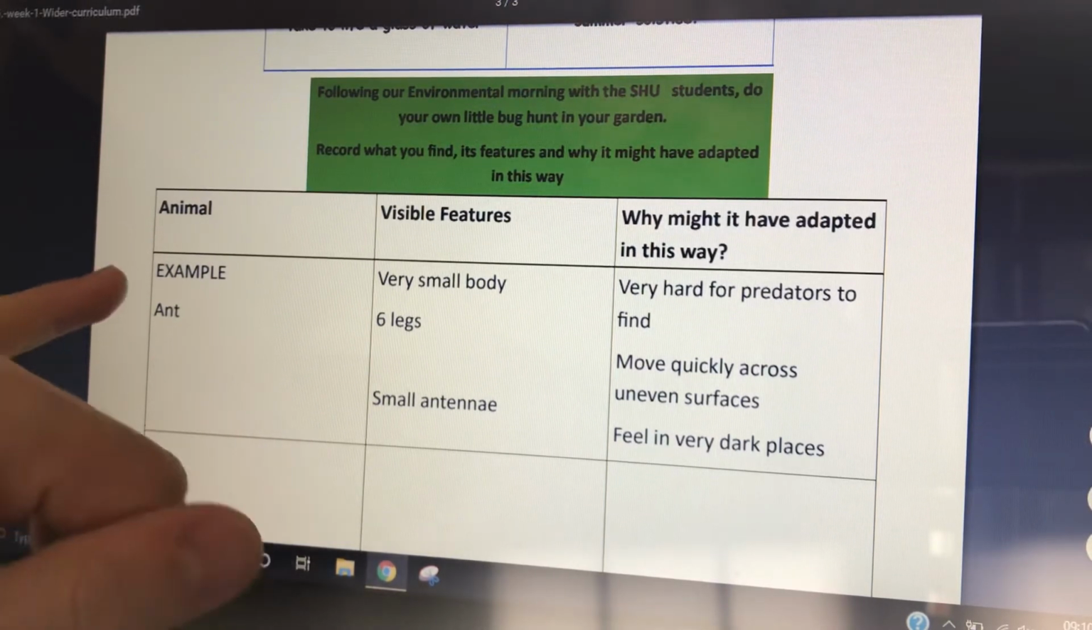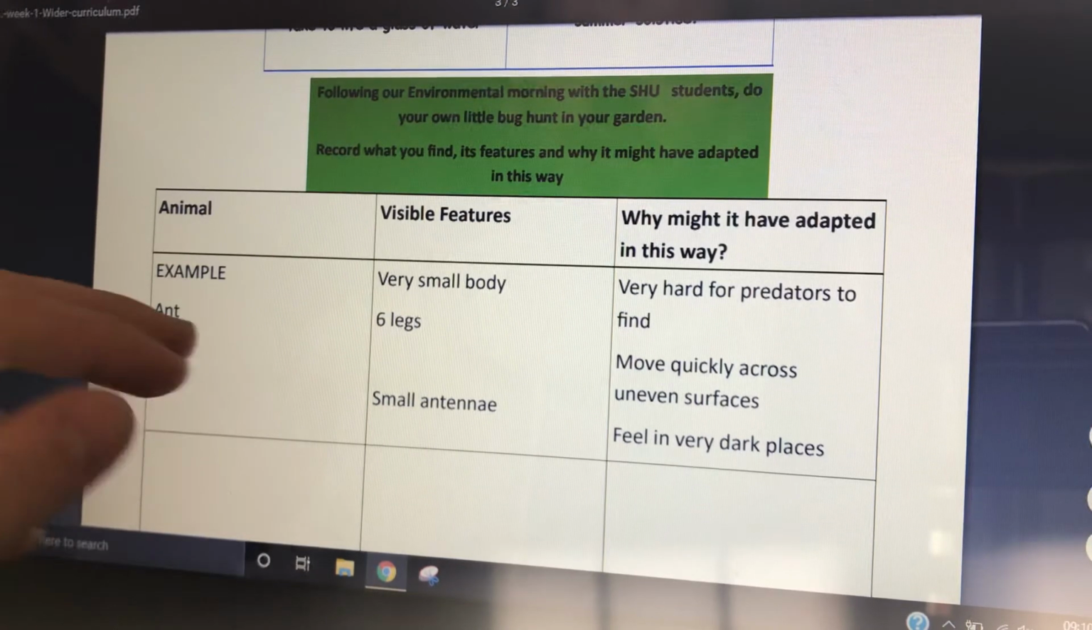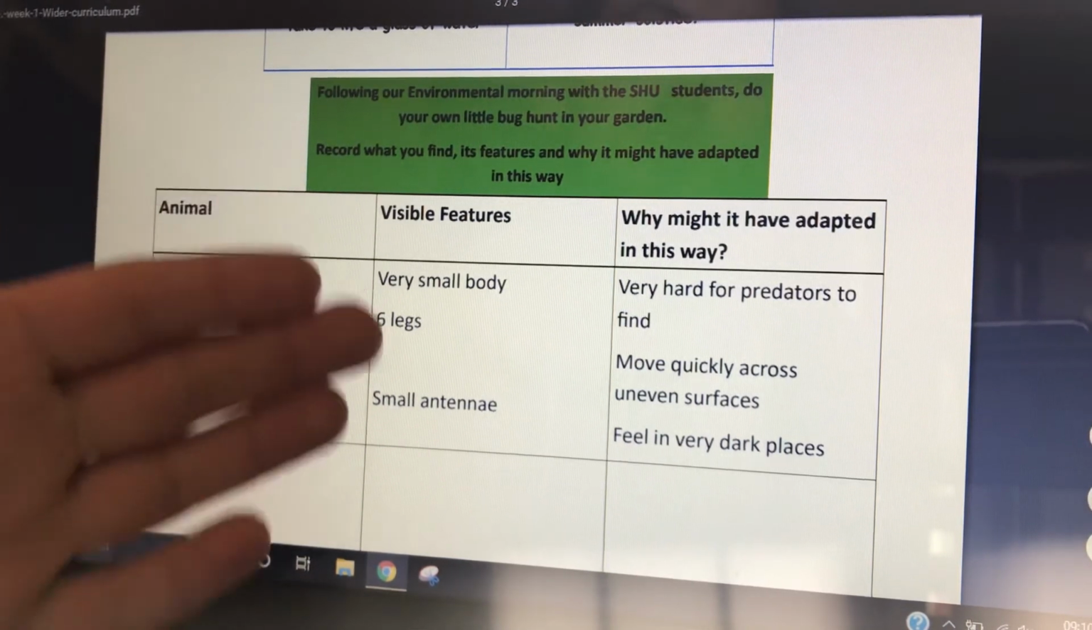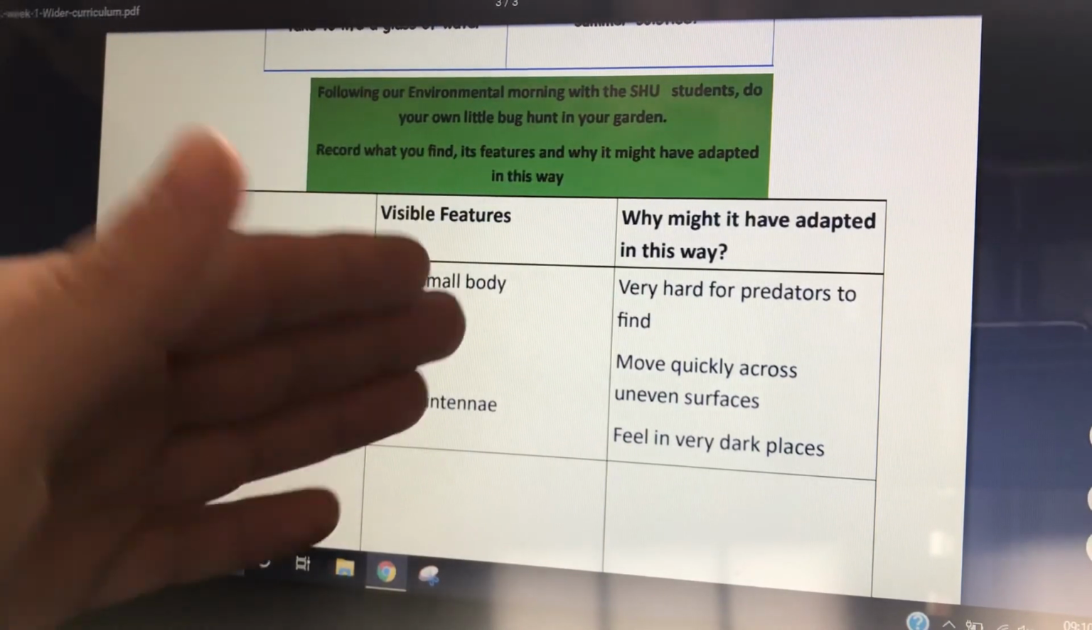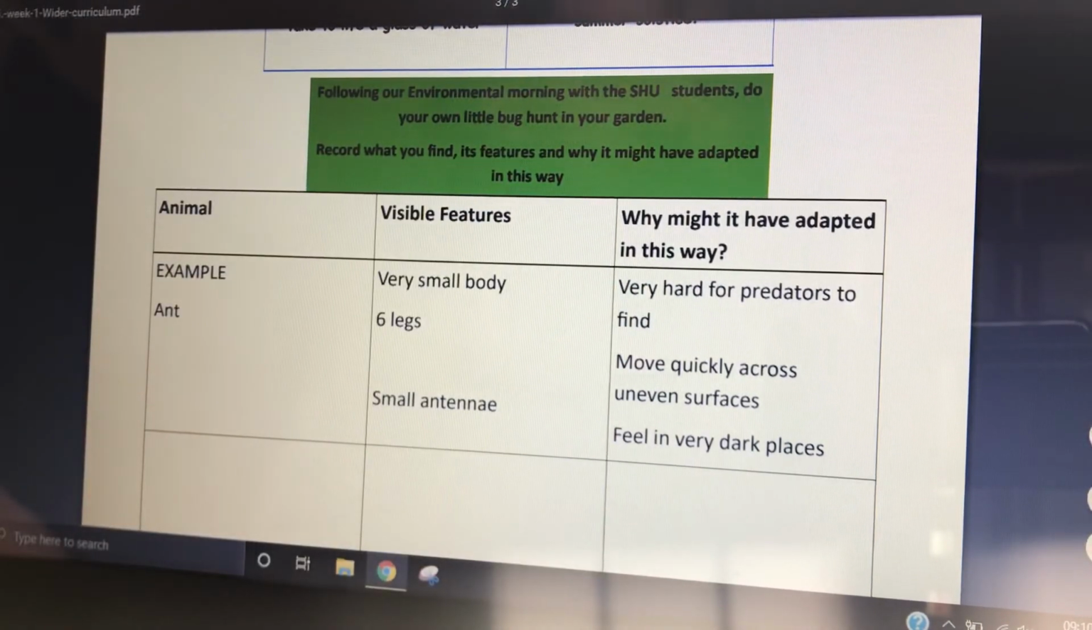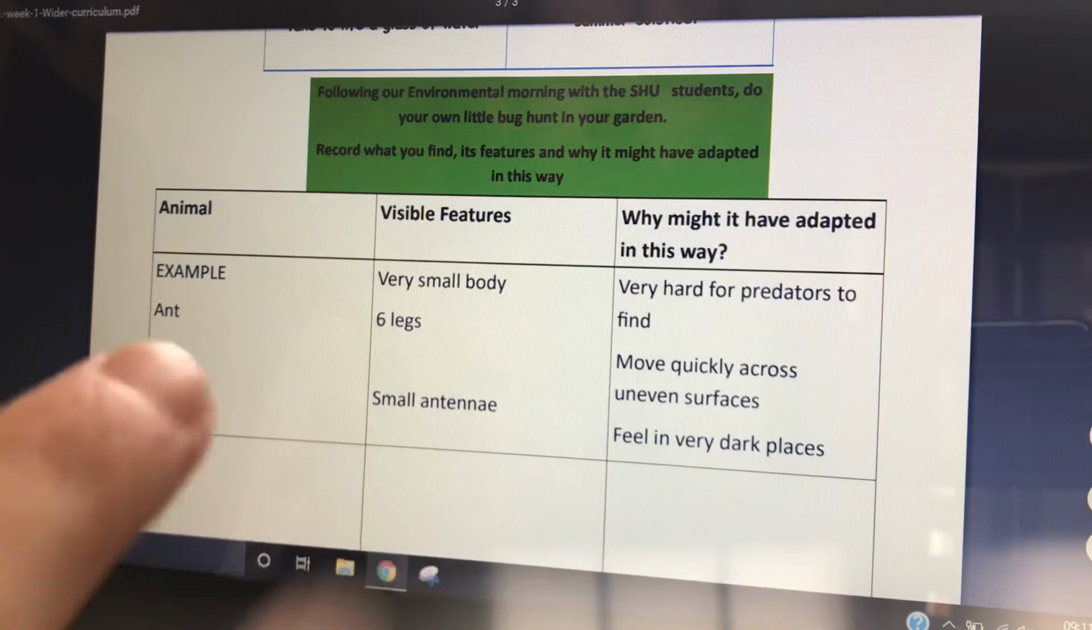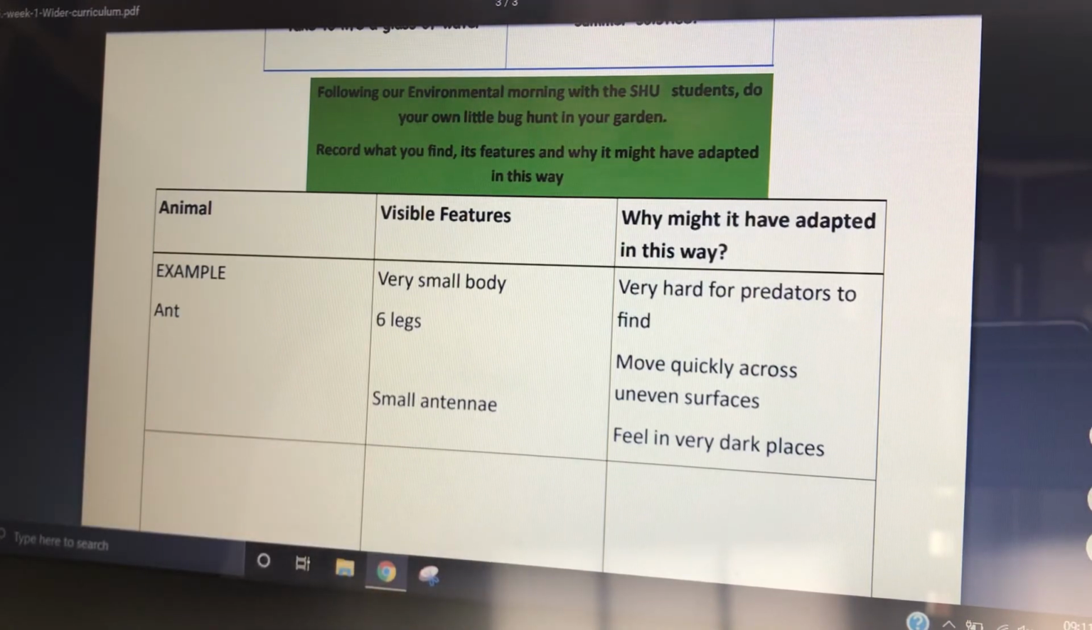So I've just given you an example here. So for example, you go in your garden, you might find an ant. Visible features, without getting too technical. Very small body. They've got 6 legs. They've got small antennae. So why might they have these things? Well, the very small body, it's very hard for predators to find them, and they can get into really small gaps in the ground. 6 legs, when they move quickly along uneven surfaces, because there's 6 of them, so they can go along rocks and bits of soil. Small antennae, well, that's to feel in very dark places, isn't it?